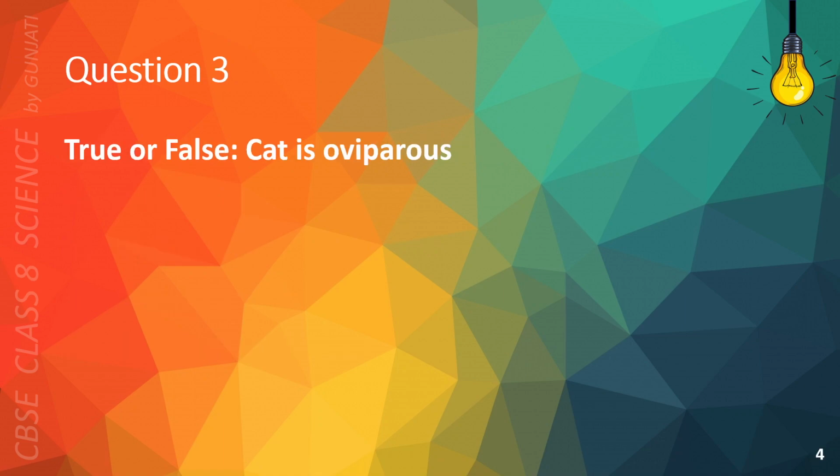Question 3. True or false? Cat is oviparous. The correct answer is B. False. Question 4. True or false? Hen is viviparous. The correct answer is B. False.